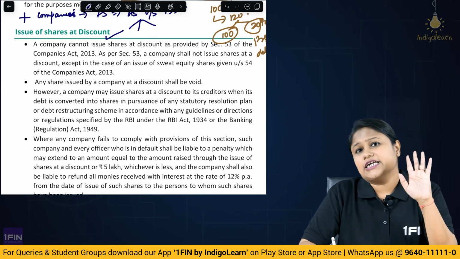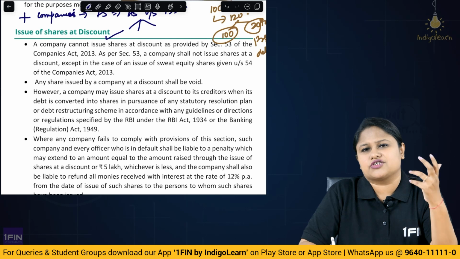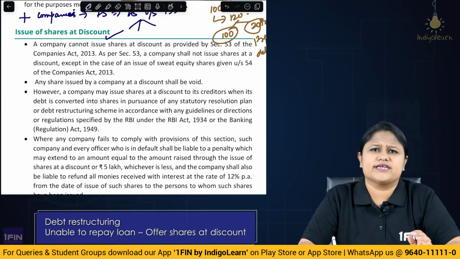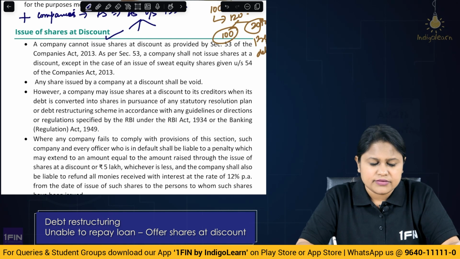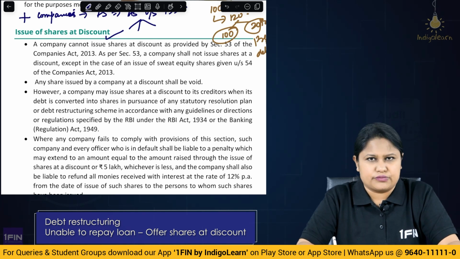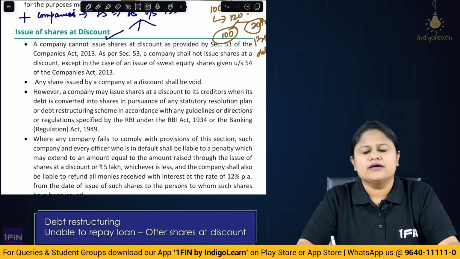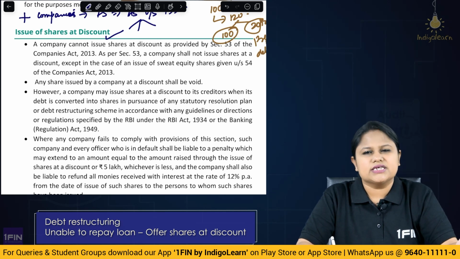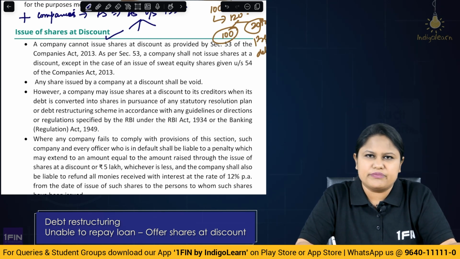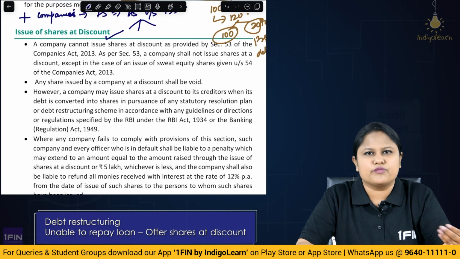Correct? Second is where company goes in for debt restructuring. What is debt restructuring? Very simple. Suppose the company has taken loan from a bank and the company is unable to repay the loan. Banker is the creditor, correct? So in that case, they will enter into a scheme of restructuring the debt. So obviously company says, look, we do not have funds to repay you, but obviously we have to pay you in some way or the other.